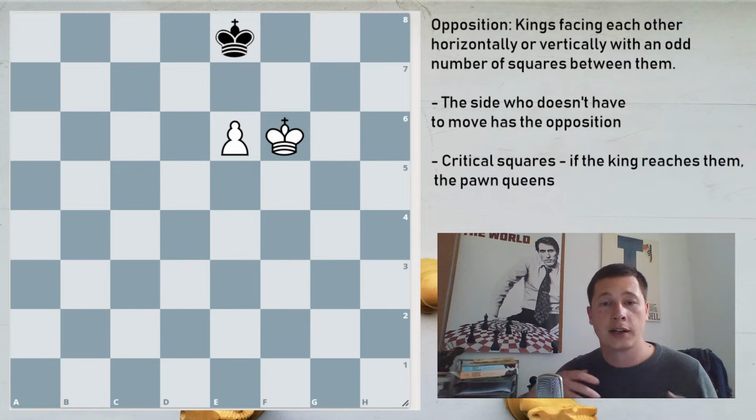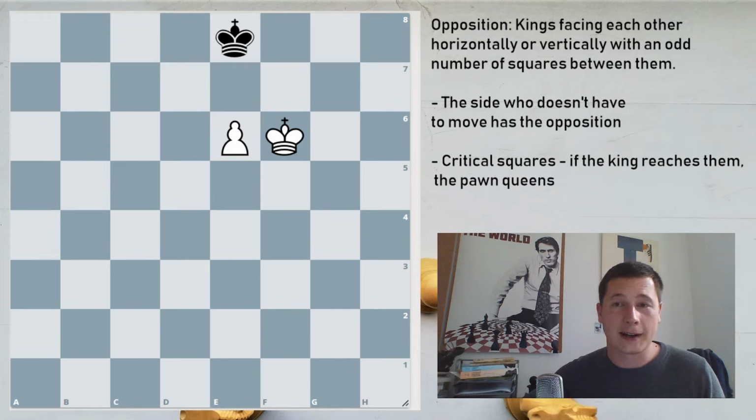Chess endgames are exact, and there are some positions you simply have to know, and this is, I would say, the most famous position in all of chess. When your opponent's pawn is on the 6th rank, then whose turn it is to move decides the game.